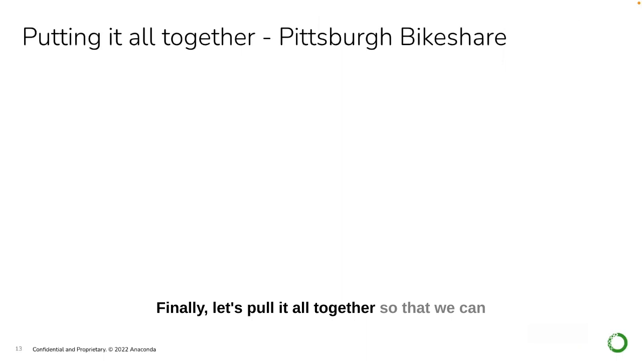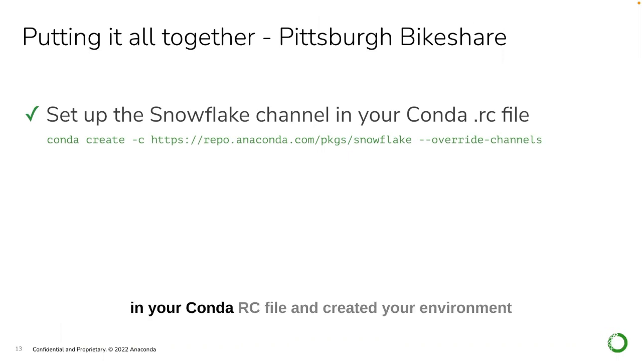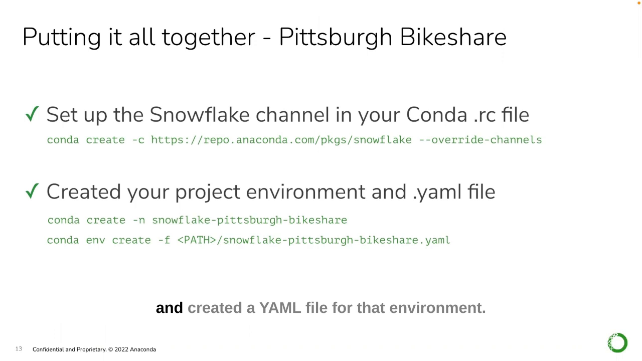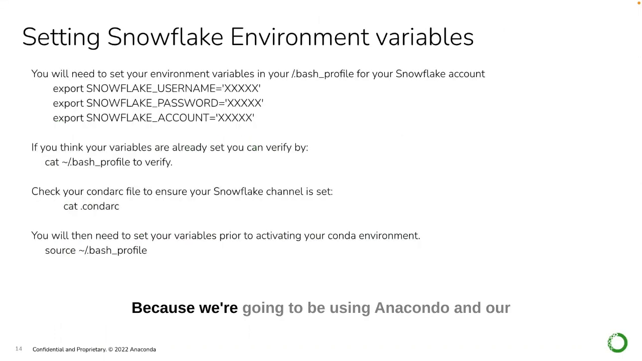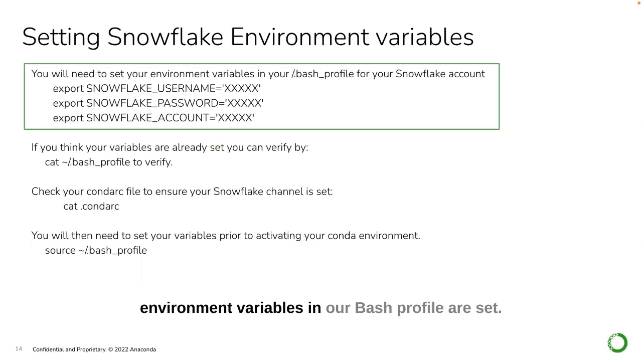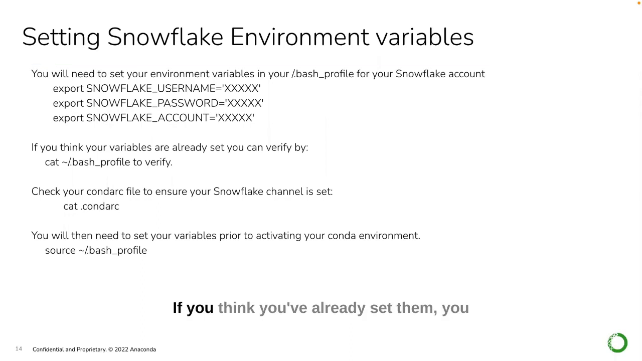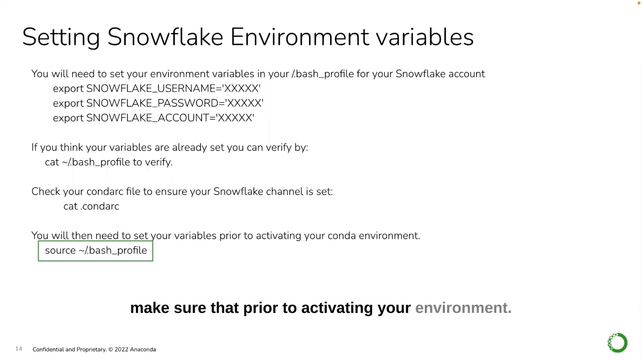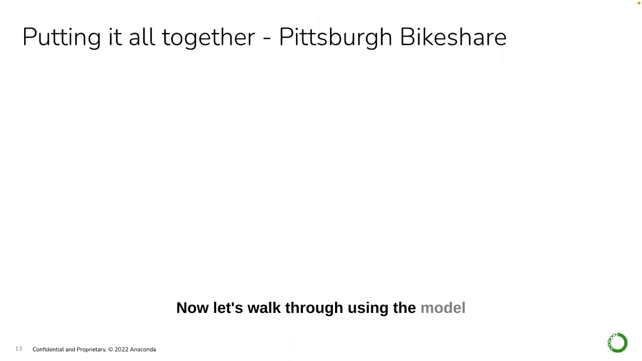Finally, let's pull it all together so that we can talk about what we're going to demo today. You should have already set up your Snowflake channel in your Conda RC file, created your environment, and created a YAML file for that environment. Because we're going to be using Anaconda and our model with Snowflake, we want to make sure our environment variables in our bash profile are set. So these will be your Snowflake username, password, and your account. If you think you've already set them, you can verify by looking at your bash profile. You can also check your Conda RC file to make sure your Snowflake channel is set. And before you activate any of your environments, you'll want to set your variables prior to activating your environment.